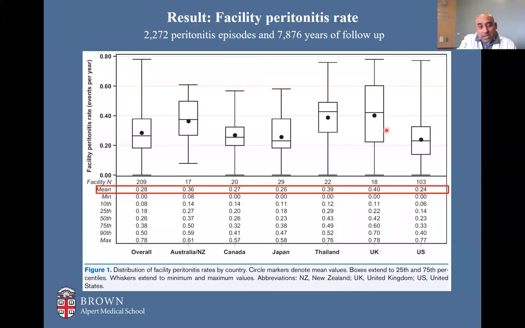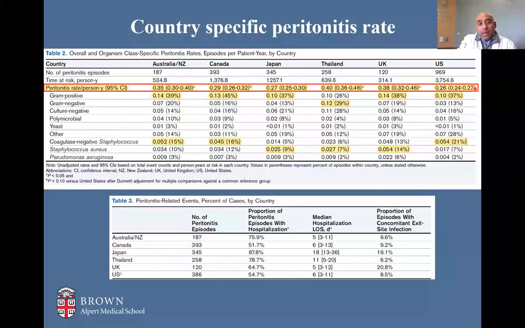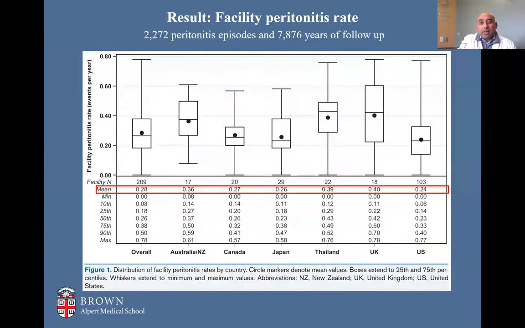Maybe UK is inching up there, but a couple of countries with the 75th percentile, because the top is 75th and bottom is 25th, go way above the recommended 0.4, which is UK, Australia, New Zealand, and Thailand. The question I had about this statistic is, maybe I just don't understand the math, but here in US, the mean is 0.24. And in the previous, we saw the mean episode is 0.26. I think I know, but I don't understand the discrepancy a little bit.